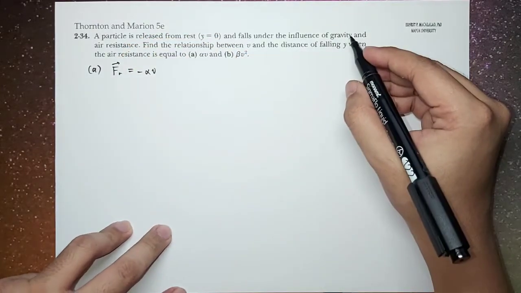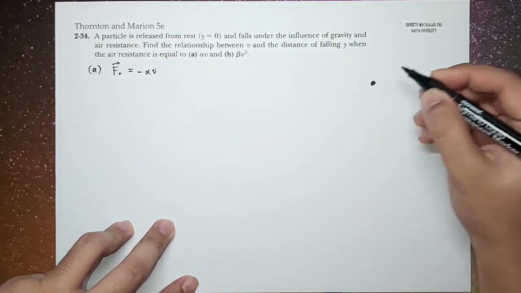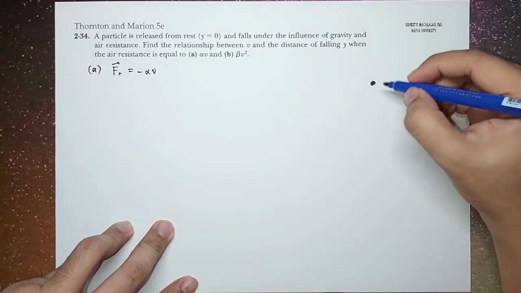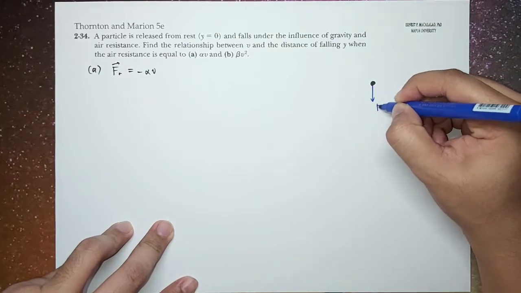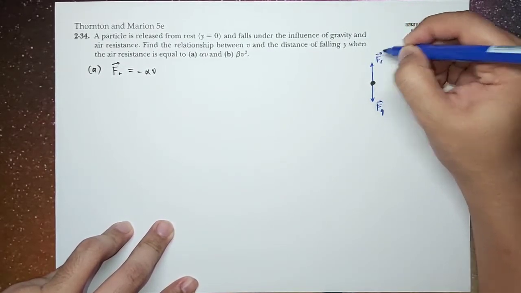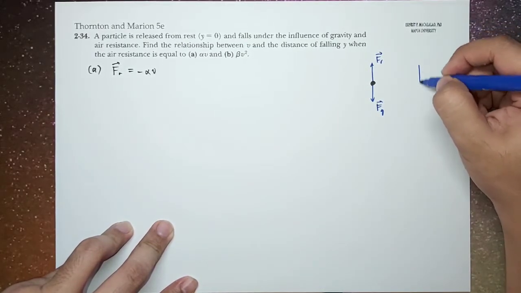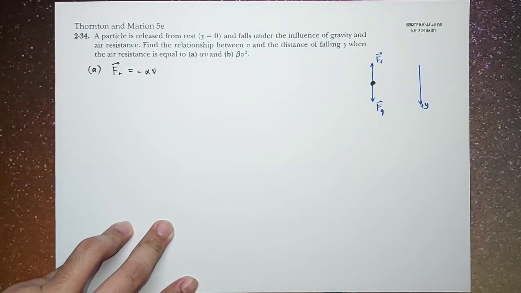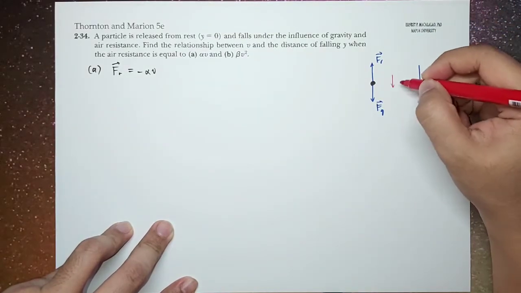Under the influence of gravity, this particle will now experience two forces: the force exerted by gravity downward, and opposing that would be your resistive force. Let's say we choose downward to be positive, so that the velocity that is downward will also be positive.